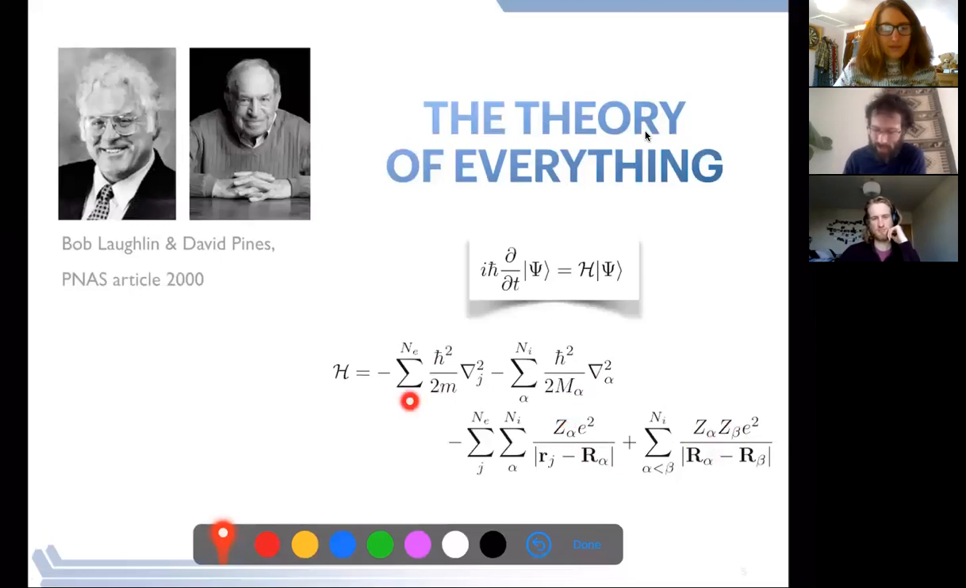Of course, you have to sum over all of the atoms and all of the electrons in the universe. It's a bit of a big sum. But if you do that properly, then really this simple equation describes everything you must know.